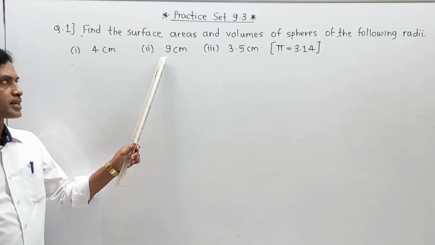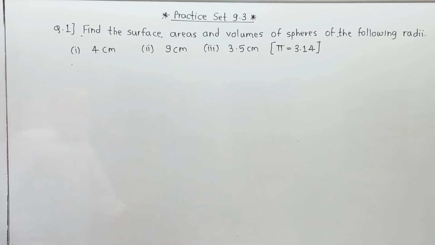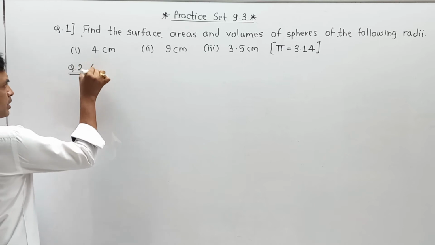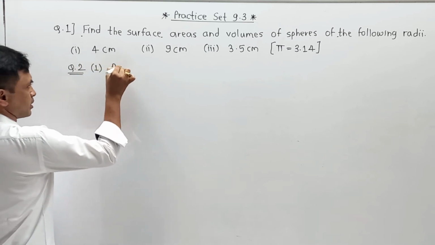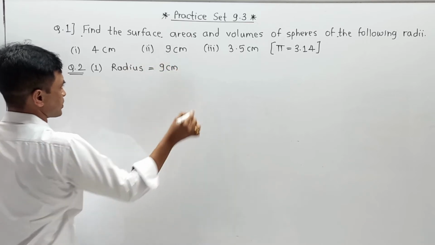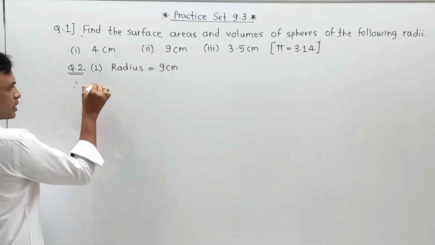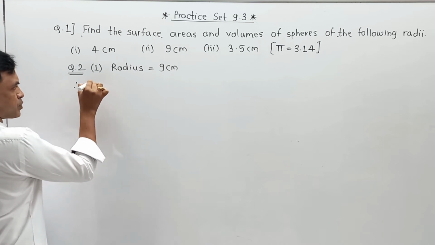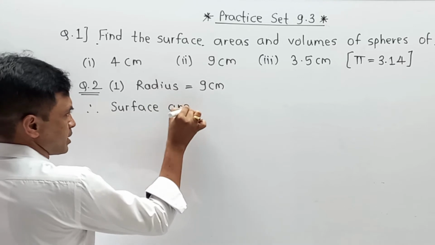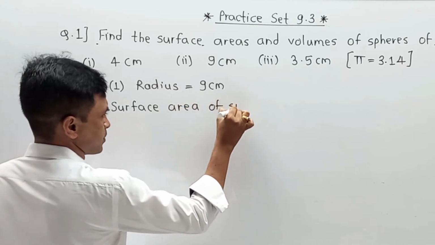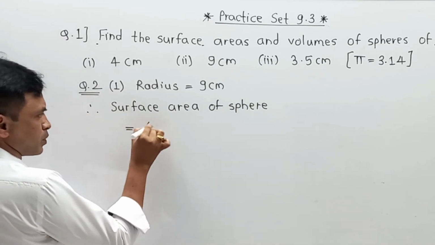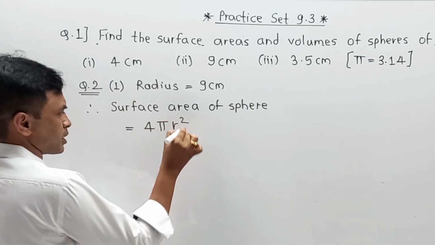Now in the second case, our radius is 9 centimeter. So here, question 2, radius is equal to 9 centimeter. First part over here, surface area of sphere, surface area of sphere is equal to 4 pi r square.